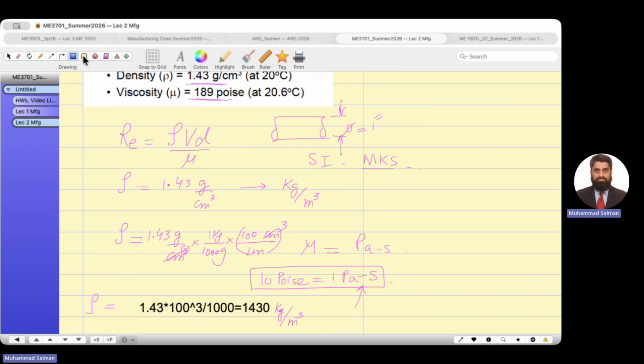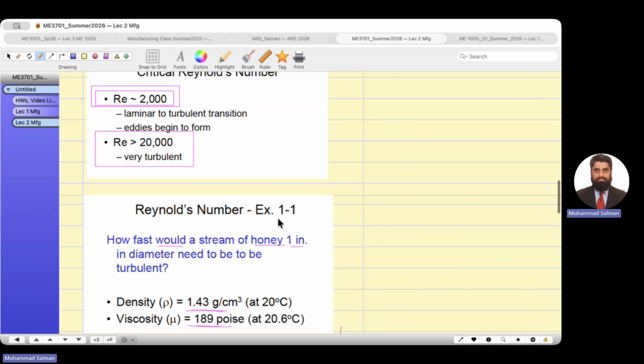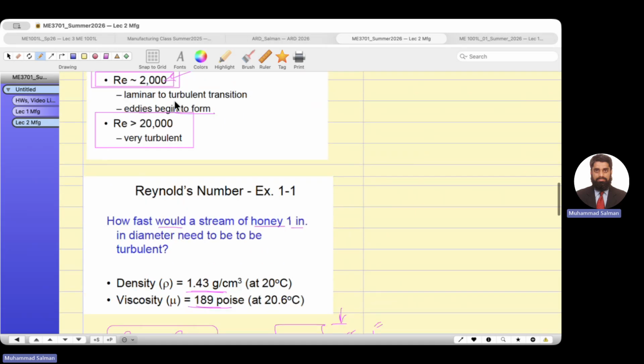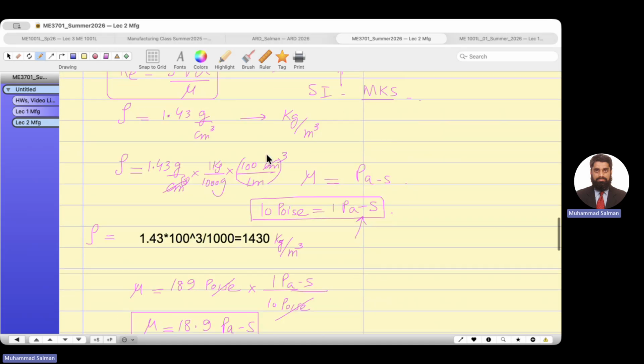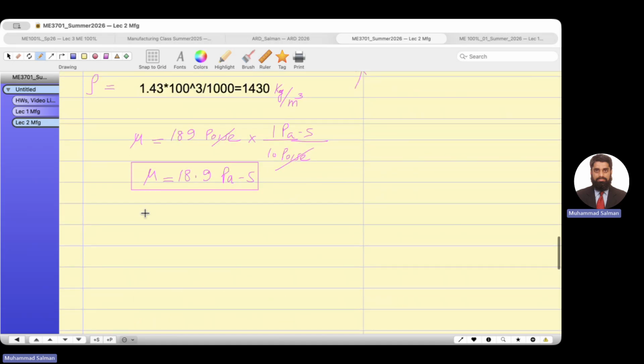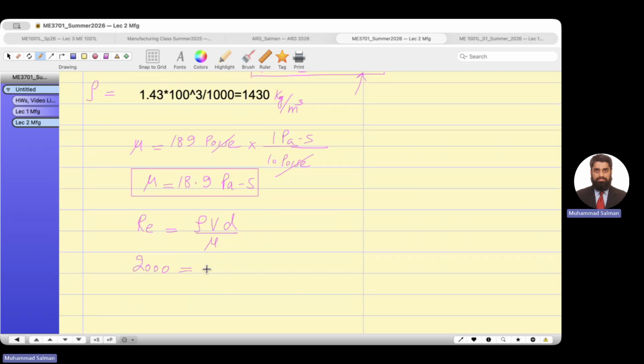So the question was asked, what value of Reynolds number should we use when it starts becoming turbulent? It begins to form, so use this number. 20,000 when it is very turbulent. So let's use the 2000 number. Reynolds number equals rho times velocity times the diameter divided by the eta viscosity. 2000 equals, rho is 1430.